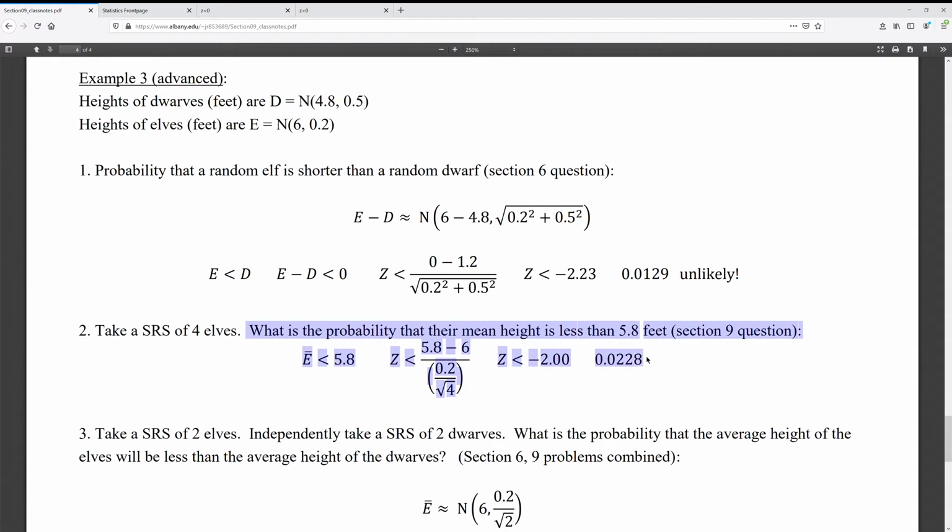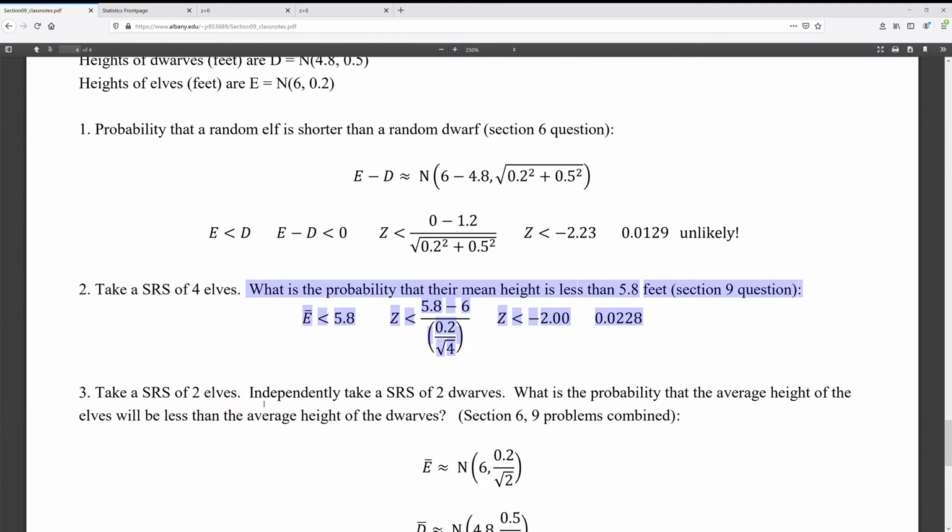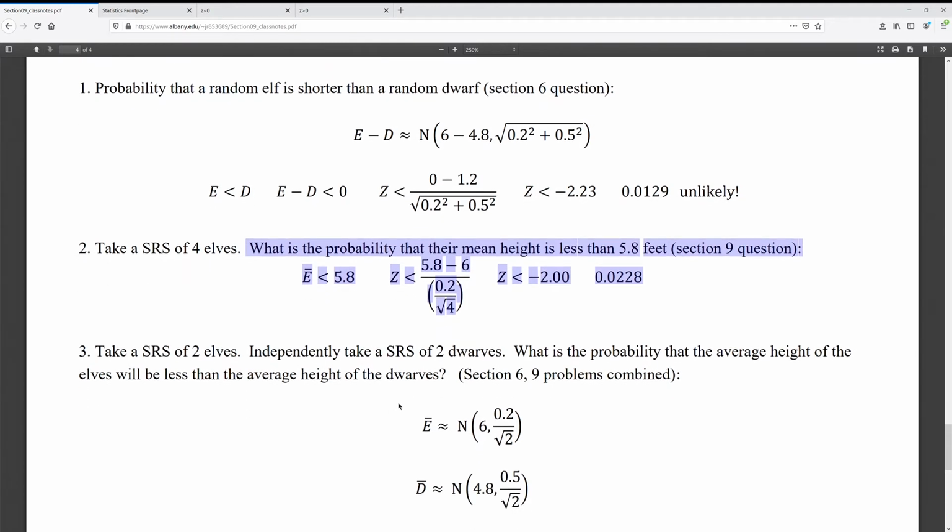This was the kind of thing we've been doing in our straightforward section 9 stuff we've just got done talking about, looking at the average of a variable. Now what I want to do is put them together. What I want to do is talk about comparing one average to another average. In other words, I want to take the previous two problems and put them together.